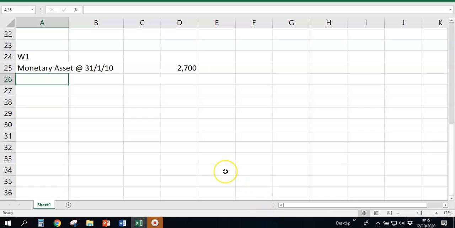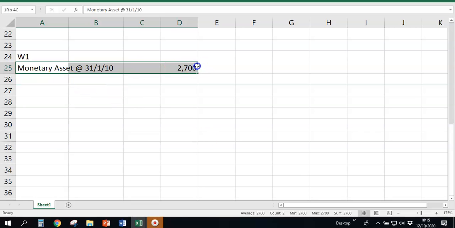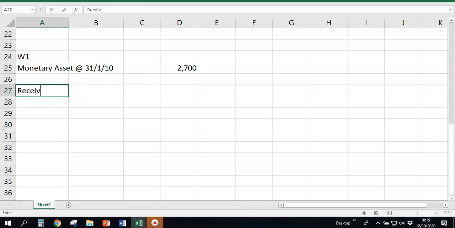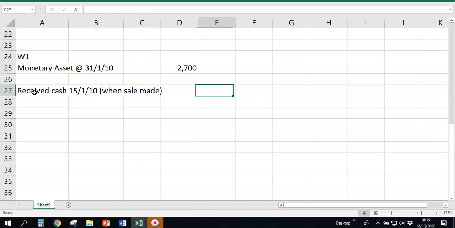Remember, on the 1st of January, we had 3,000 and we spent it straight away. So we didn't have any actual cash until the cash we had at the end, 2,700, right? We received that cash on the 15th of January. That's when we made the sale, on the 15th of January.